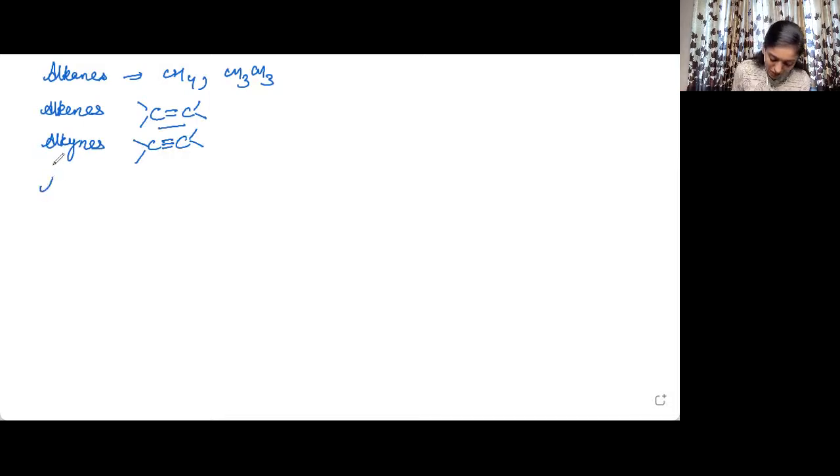Now next is arenes. Arenes are the aromatic compounds, that is, the compounds having a benzene ring. So here we will be having alternate single and double bonds. This alternate single and double bond will be considered as the functional group because it is going to determine the chemical properties of arenes.